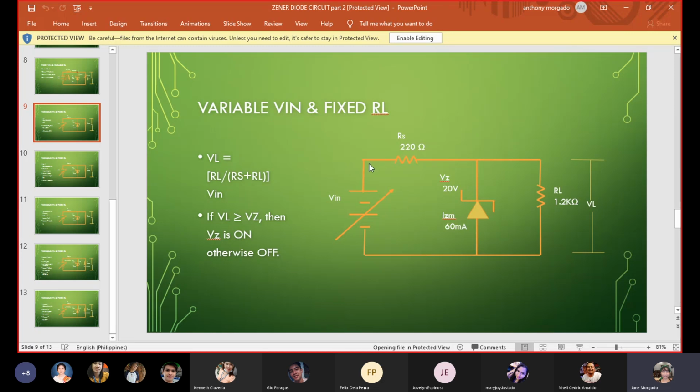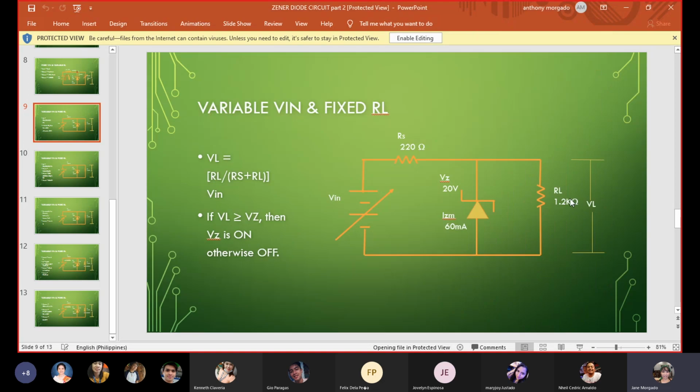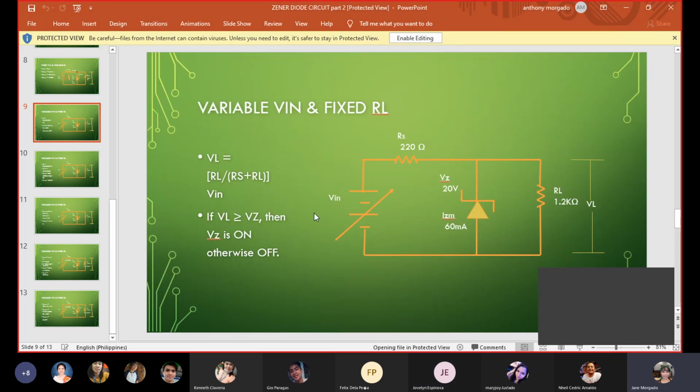So this time, this is what we are looking for. What do we call this formula? VL is equal to RL over RS plus RL times V in. What do we call this formula, class? Voltage divider. So we call it the voltage divider principle. VL is equal to RL over RS plus RL times V in.